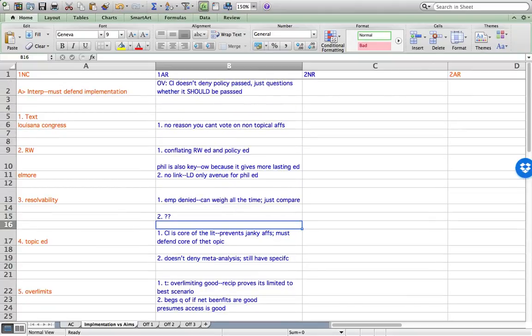Okay. Now on the T. Your overview is good. I think you need to impact your overview, though. I would say that takes out your text standard, proves the AFF is topical, because I still have fiat in my world. Like, I'm still passing a policy. I'm just not defending the consequences of that policy being passed. Does that make sense?